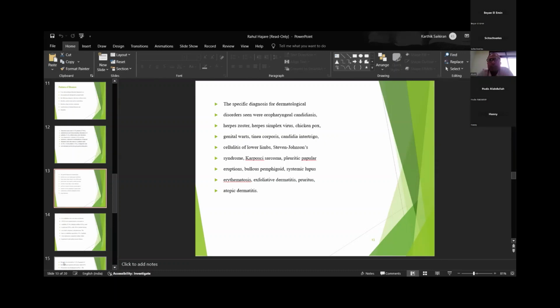So the specific diagnoses for dermatological disorders seen were oropharyngeal candidiasis, herpes zoster, herpes simplex virus, chickenpox, genital warts, tinea corporis, candida intertrigo, cellulitis of lower limbs, Stevens-Johnson syndrome, Kaposi sarcoma, pruritic papular eruptions, bullous pemphigoid, systemic lupus erythematosus, exfoliative dermatitis, pruritus, and atopic dermatitis cases were found. Next slide.